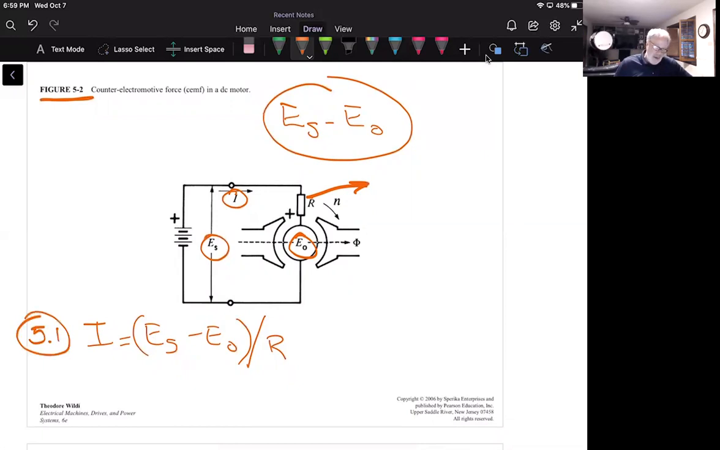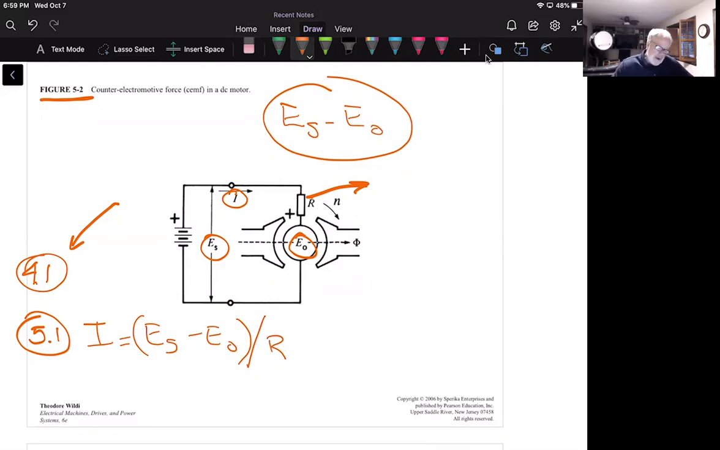So what we're going to do, and this is really our first equation here in chapter 5 that's new. We also had equation 4.1 earlier that told us about the armature voltage, but we actually borrowed that from chapter 4. So here's our first new equation, 5.1. And so it says the current is equal to the difference in the source and armature voltage divided by the resistance of the circuit.